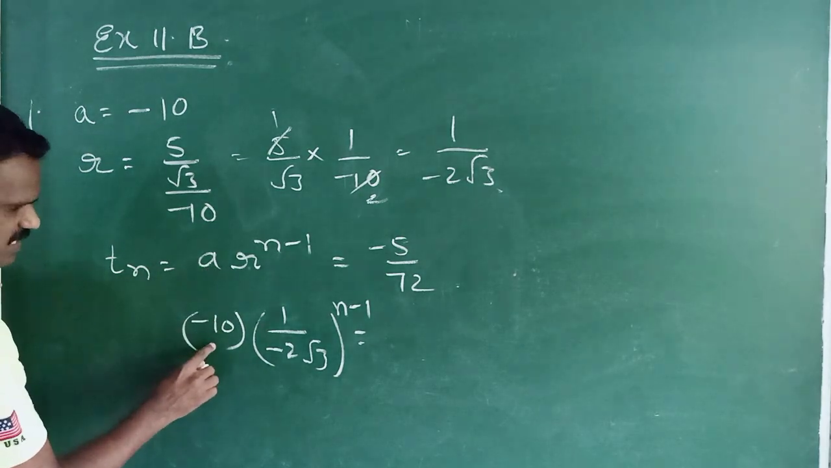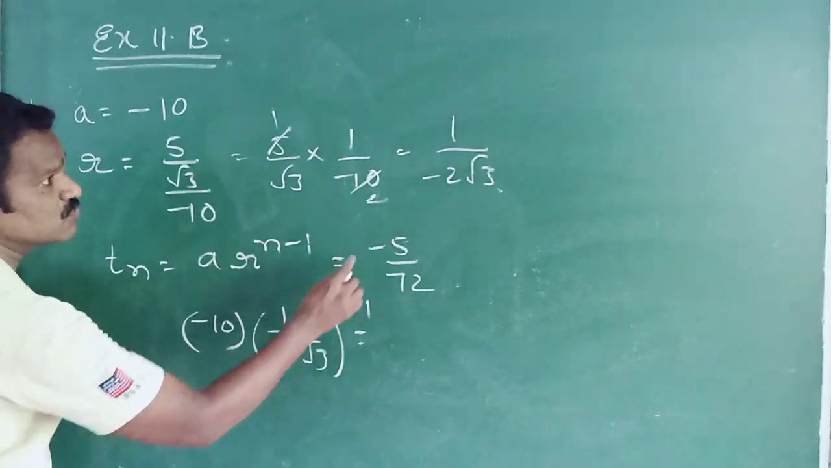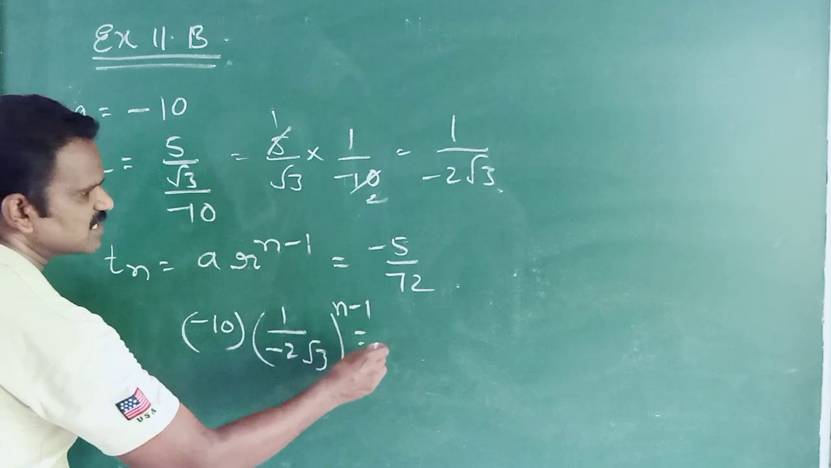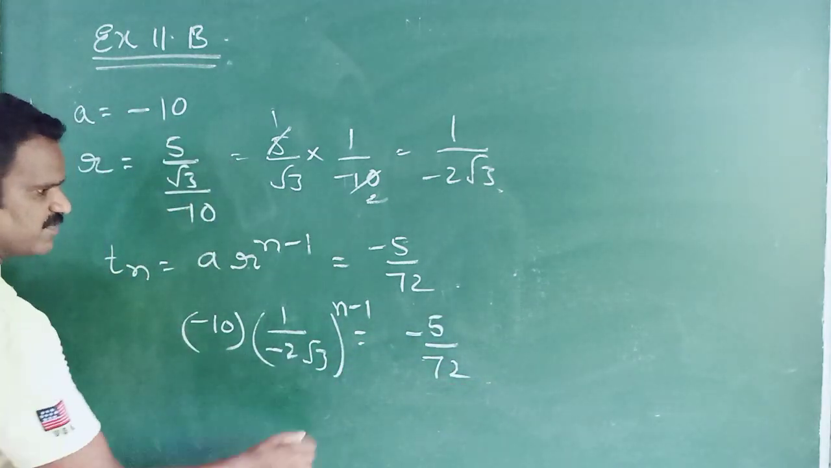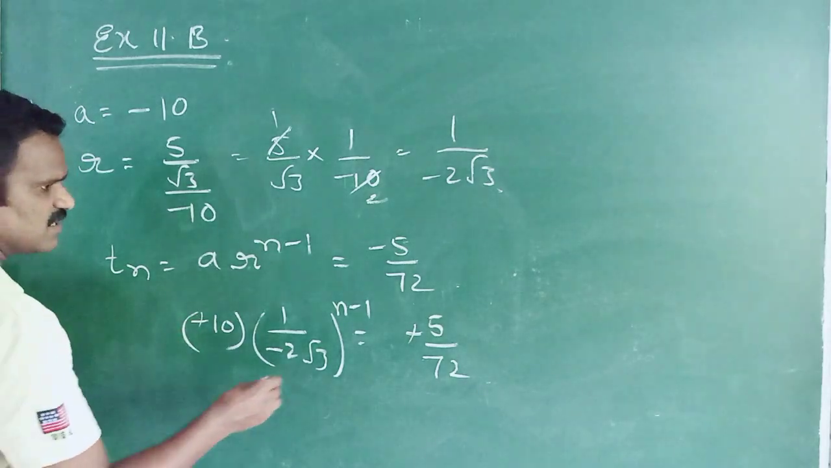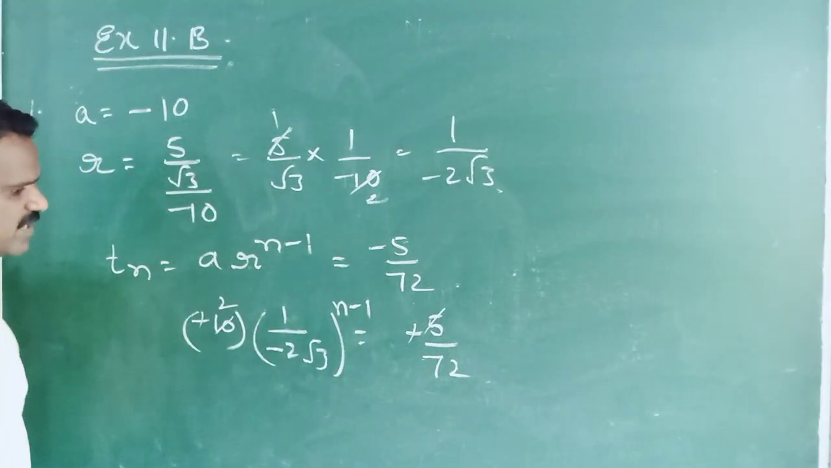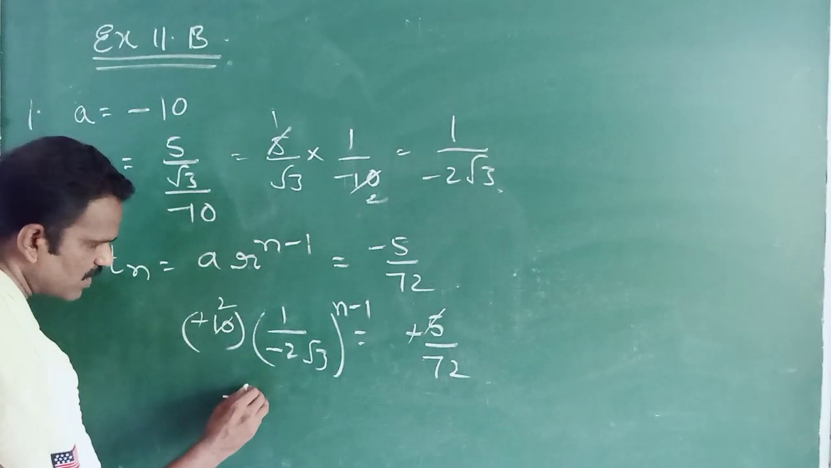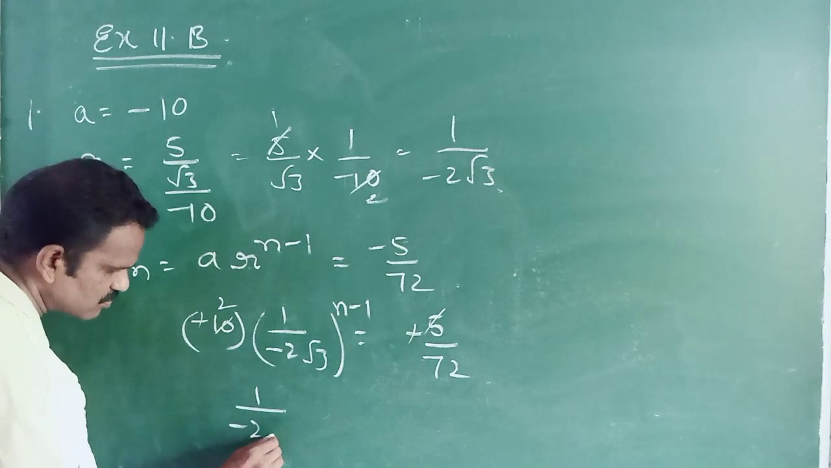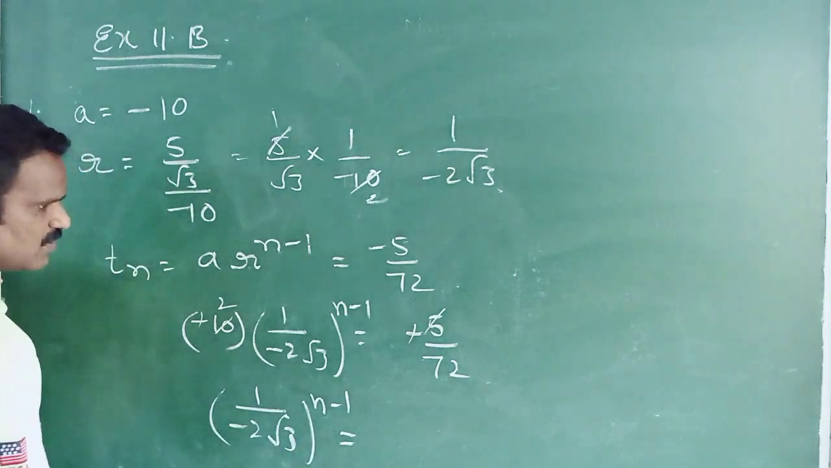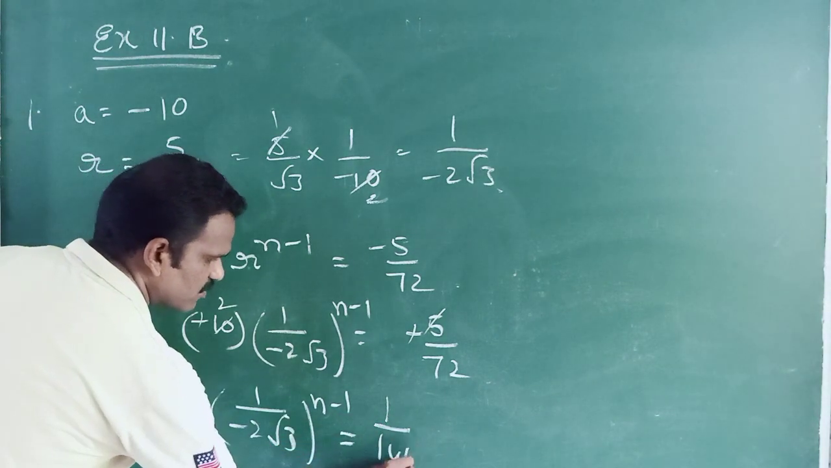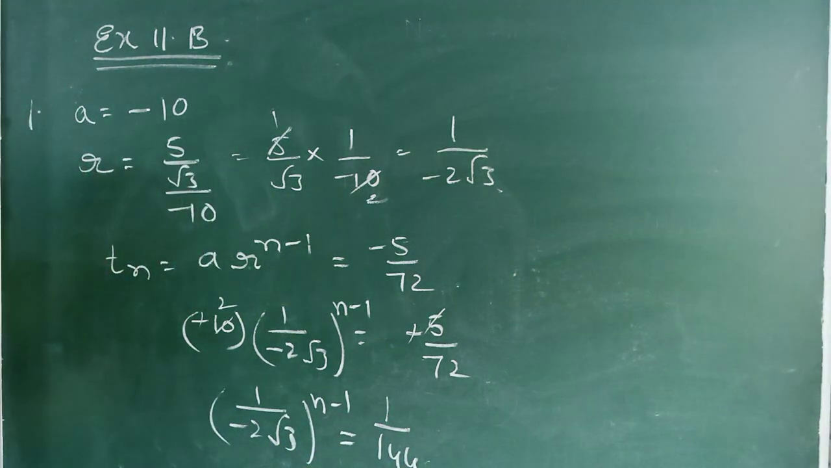See here, A is -10, R is 1/(-2√3), whole to the power of n minus 1 is equal to -5/72. Look carefully. Minus minus gets cancelled. 5 two times, 5 two times. Minus 1/(-2√3) we are simplifying, to the power of n minus 1 is equal to 1/144.